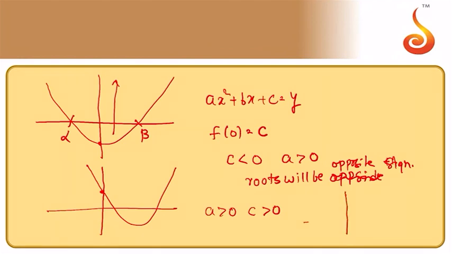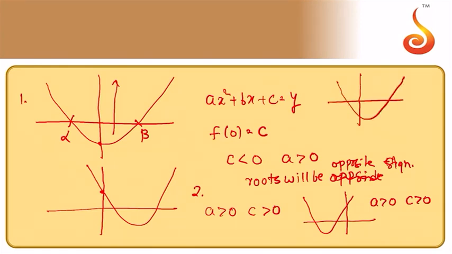Now, if both roots are of the same sign, what happens is a is greater than 0, c is greater than 0. Both roots of same sign. Suppose I take this case. In this case also, a is greater than 0, c is greater than 0. It's a very important point.